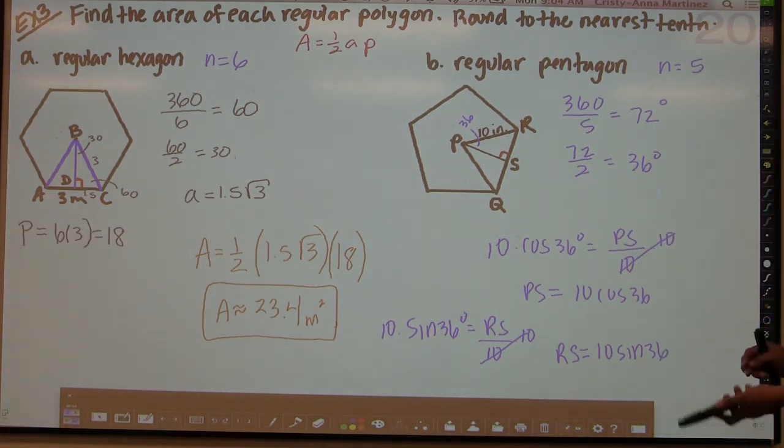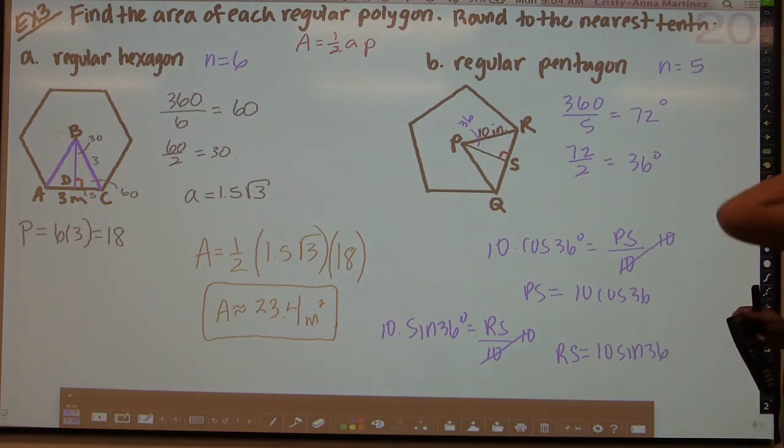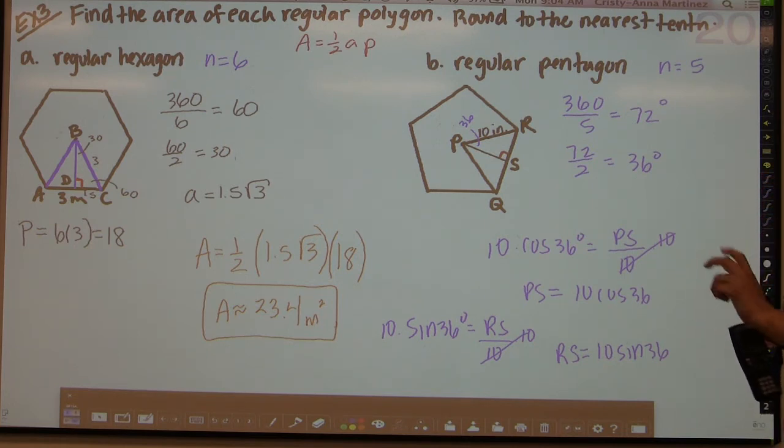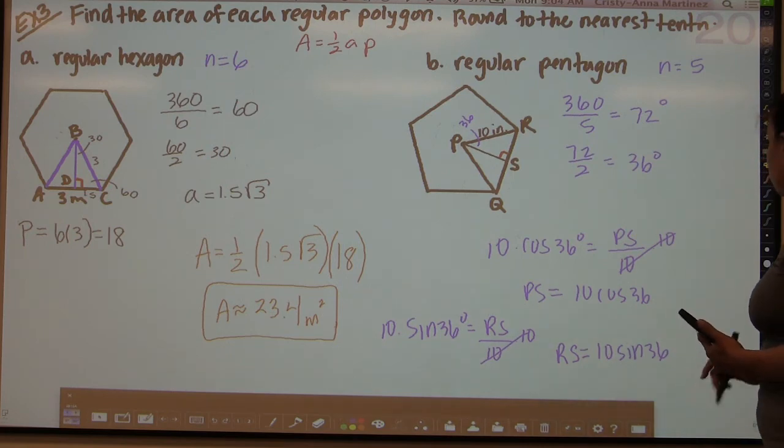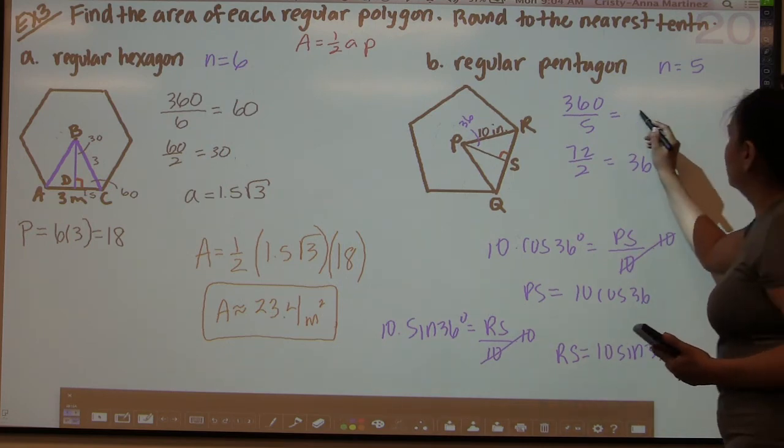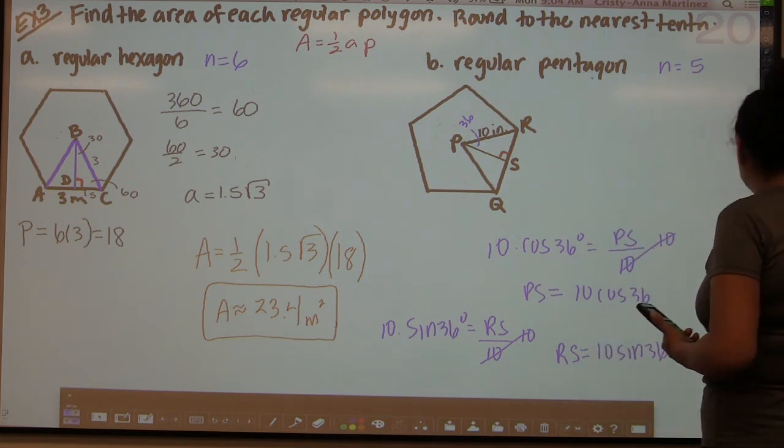And I want to keep those exact values because you don't want to round until the very end. If you round too soon, then your answers get off and then it doesn't match the back and then you think you did it wrong. So we're gonna wait to round to the very end. Okay, I'm going to erase this so I can give myself some more space here.